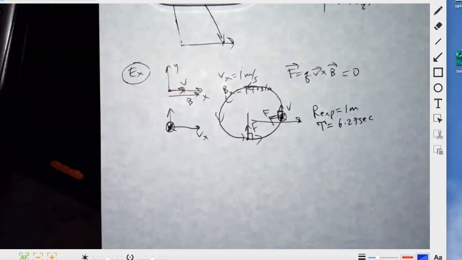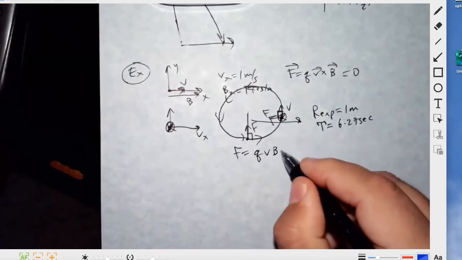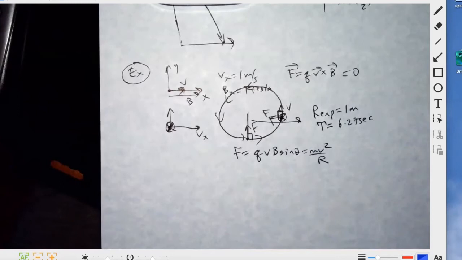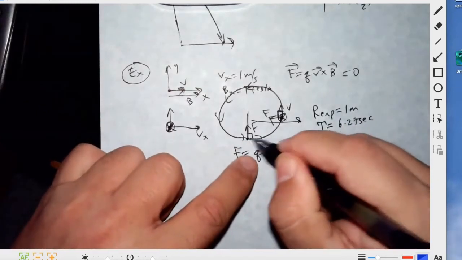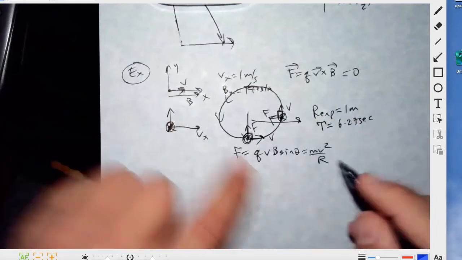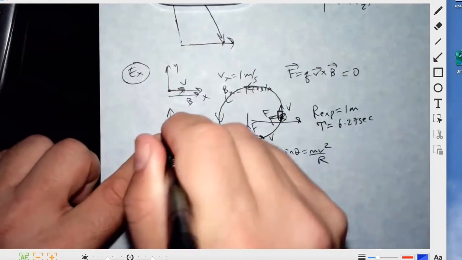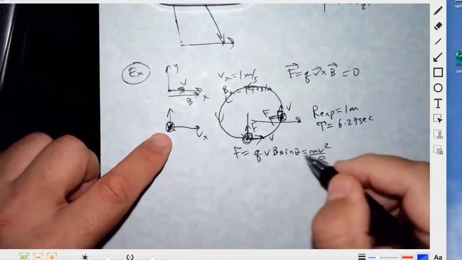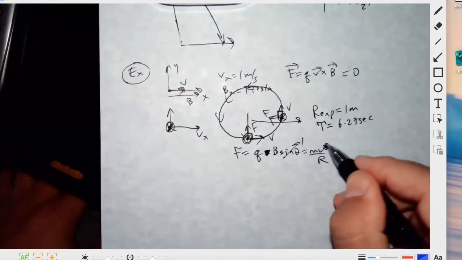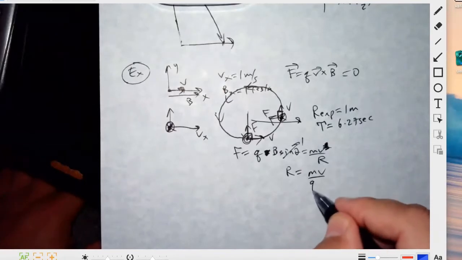You say the force is equal to Q V B sine of theta is equal to m v squared over r. All right. So the force is, remember, the Q, the V cross product with the B, right? The B is into the board. So Q V B sine theta, and the angle between them is 90 because the B is into the board and the V is like this. So their angle is 90. So this is 1. And then the V cancels this V. And then we have an equation for the radius, mv over qB.